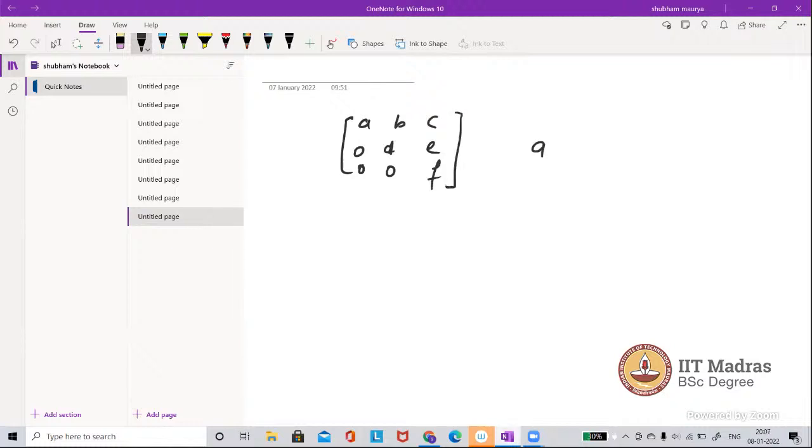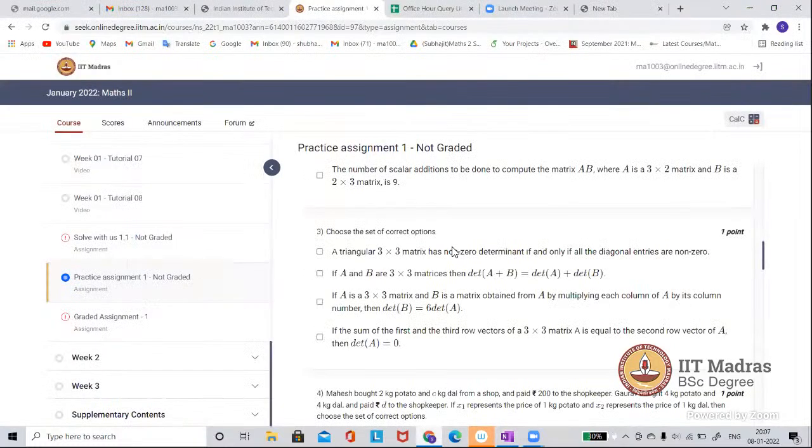In this question there is an if and only if condition. First we have to prove that if a triangular matrix has a non-zero determinant, then the diagonal entries are non-zero, and reversely we also have to prove that if the diagonal entries are non-zero, then the triangular matrix has a non-zero determinant. That is the meaning of the if and only if condition.